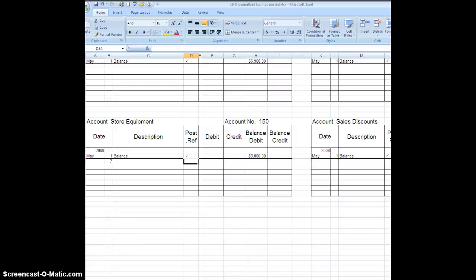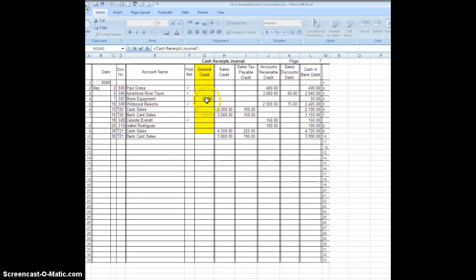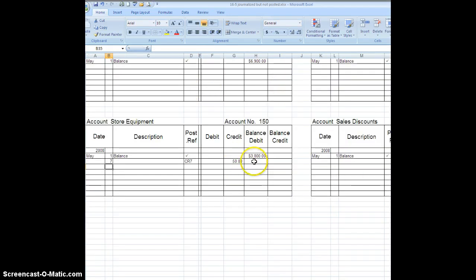It is still CR7, and we said it was a credit, so we're going to tab over to the credit column, equals, go back to your cash receipts journal, click on that 50 and hit enter. And we're going to now go to the debit balance. So we're going to put a formula in there. So we'll do the equals, click on the 3,000 plus a debit minus the credit and hit enter.